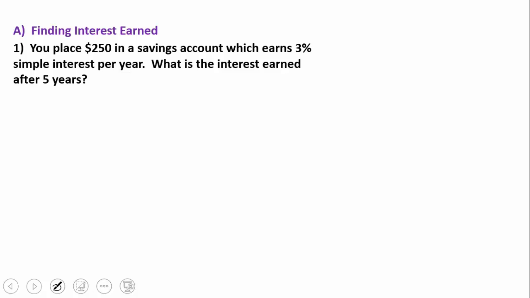So, getting busy. You place $250 in a savings account, which earns 3% simple interest per year. What is the interest earned after 5 years? So we remember our simple interest formula, I party. I equals PRT. Our interest is equal to $250 times the interest rate, 3% as a decimal, 0.03, and times the number of years. They told us 5 years.